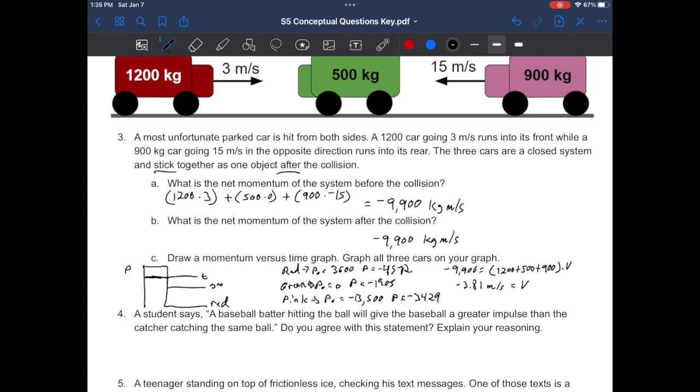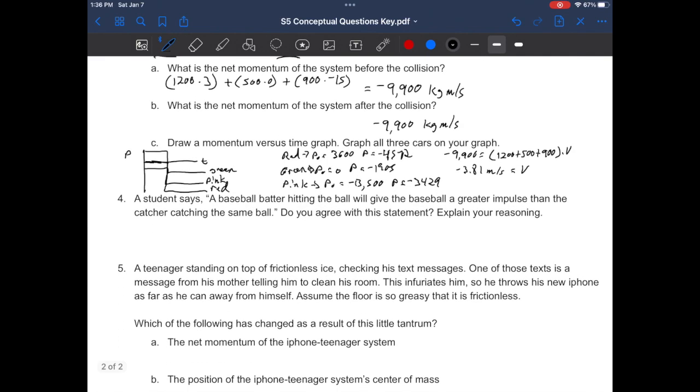And I think I misdrew the pink one, because it's going to start at negative 13,500 and go up to negative 3,000. I think I looked at that one wrong. So when you draw the pink one, it should be negative 13,500 going up to a less negative 3,429. So I'll fix that on the key, but just be aware that the pink one was drawn slightly wrong on the before.